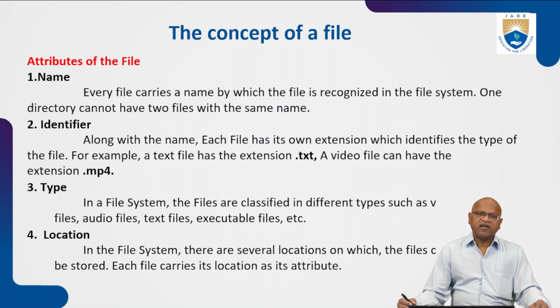In a file system, the files are classified into different types such as video files, audio files, text files, executable files, that is .exe files, etc. This is the type of the file. Location. In the file system, there are several locations on which the files can be stored. Each file carries its location as its attribute. There will be a location where you are physically saving the file in the system.